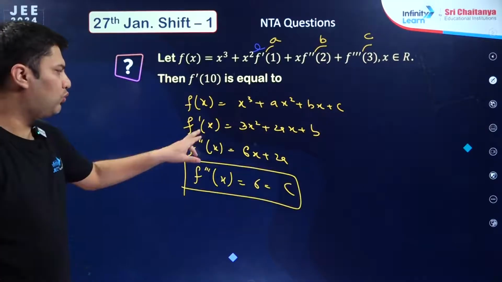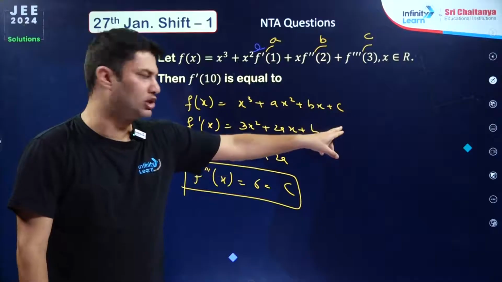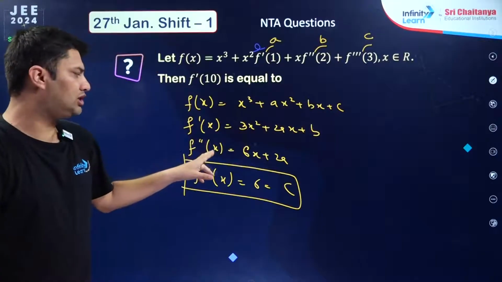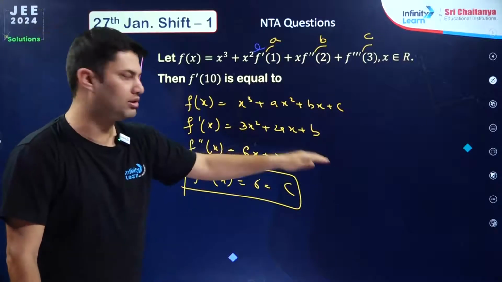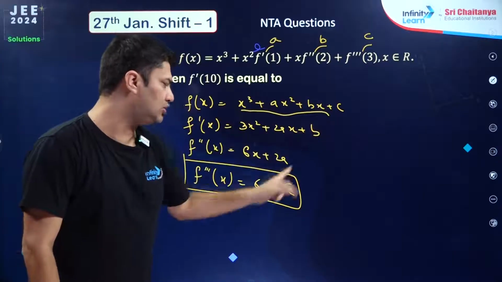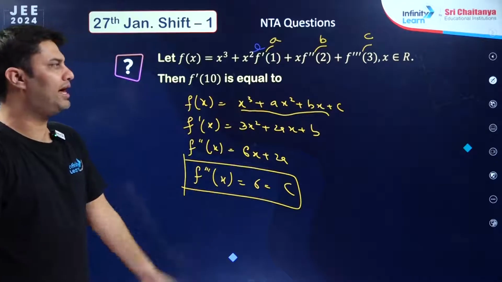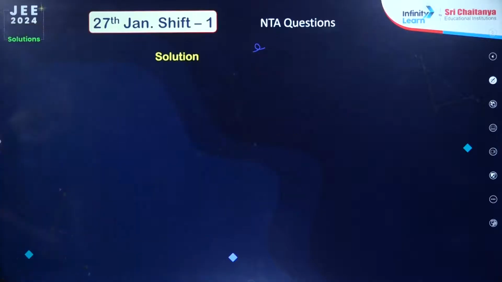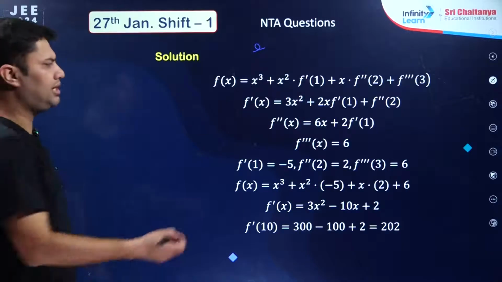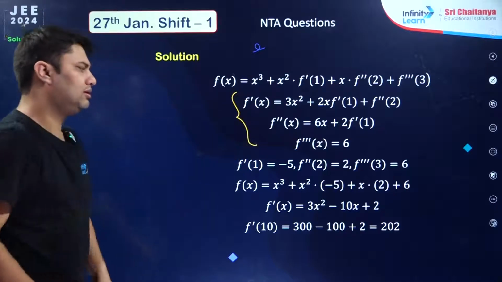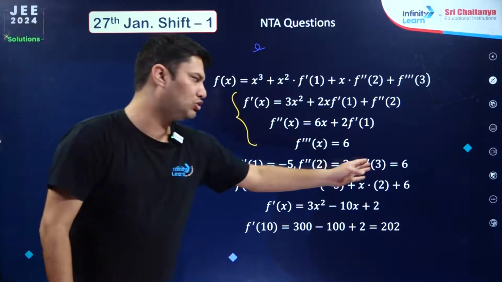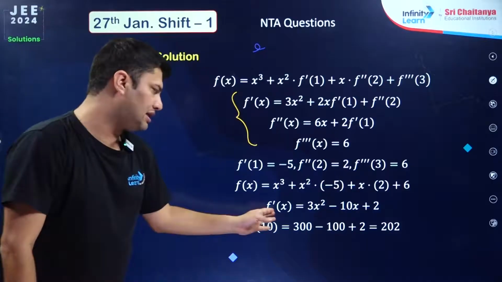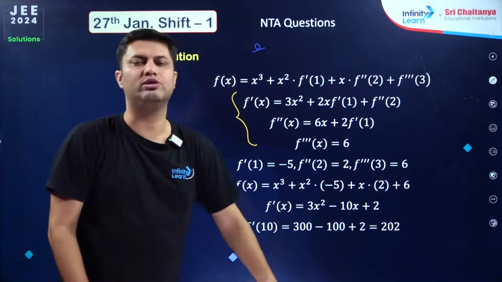So f dash 1 is equal to a, first equation, and f double dash 2 is equal to b, second equation. Find a and b, c is obviously there. You have to find f dash x and you can find f dash 10. Very, very simple problem. 202 is the right answer. I found f dash 1, f double dash 2, f double dash 3, you got f x, f dash x, and finally 202 is the right answer.